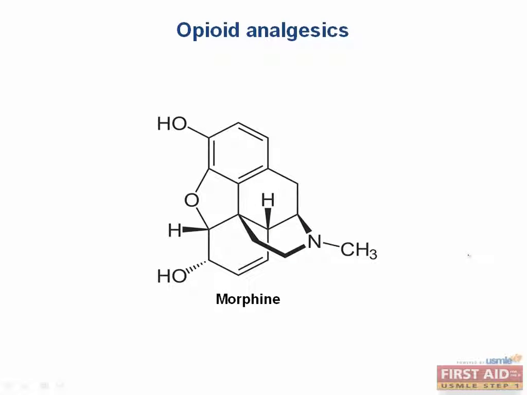Morphine is sometimes used in acute pulmonary edema, where the anxiolytic effect reduces the sensation of dyspnea and allows better synchronization with the ventilator.